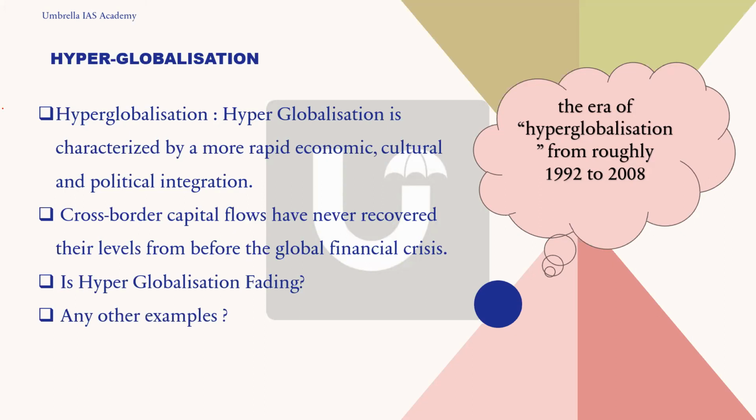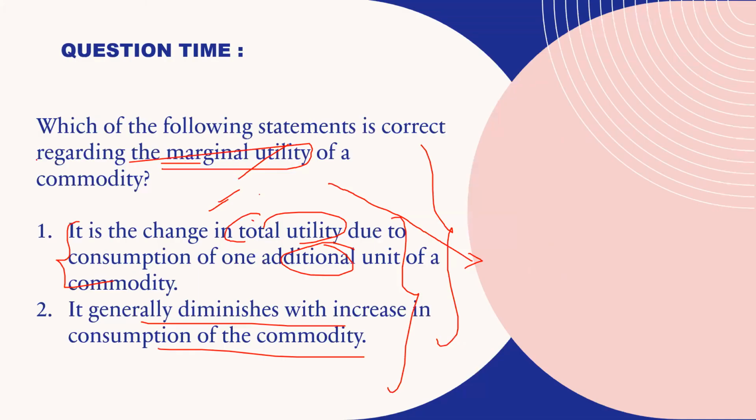And for prelims, they have already asked these types of questions. So yeah, the definition aspect they'll ask you, and the diminishing aspect they may ask you.